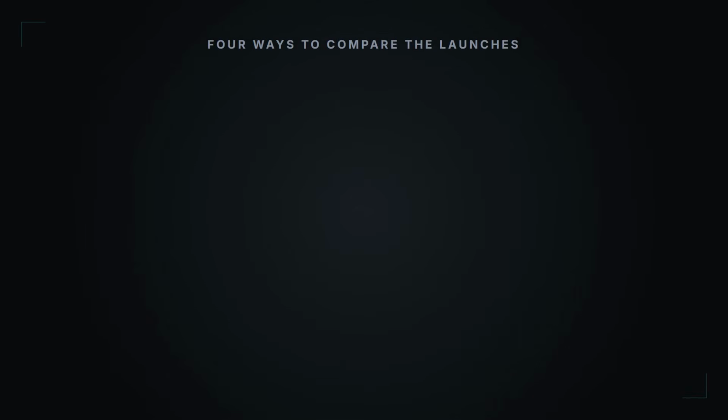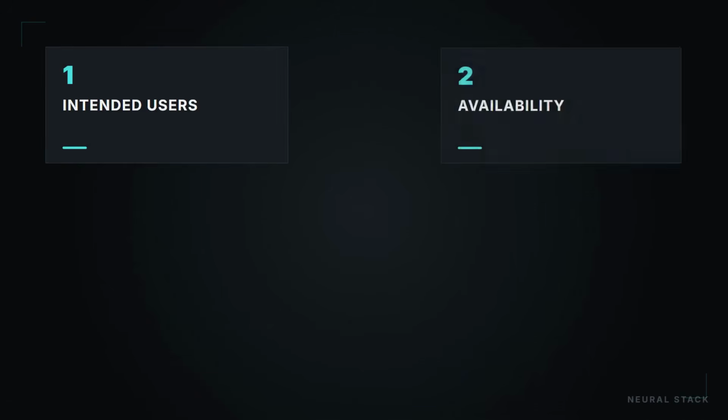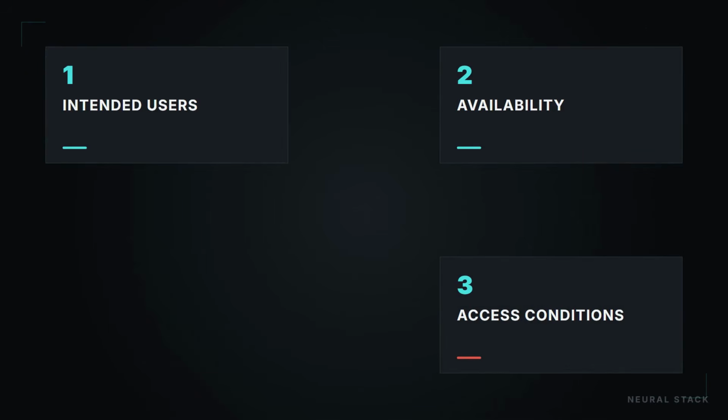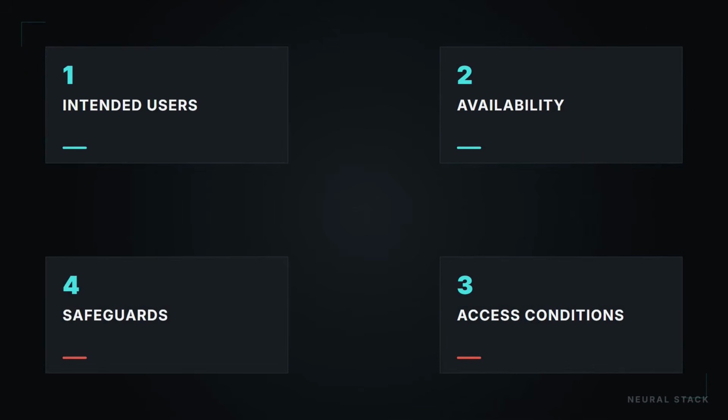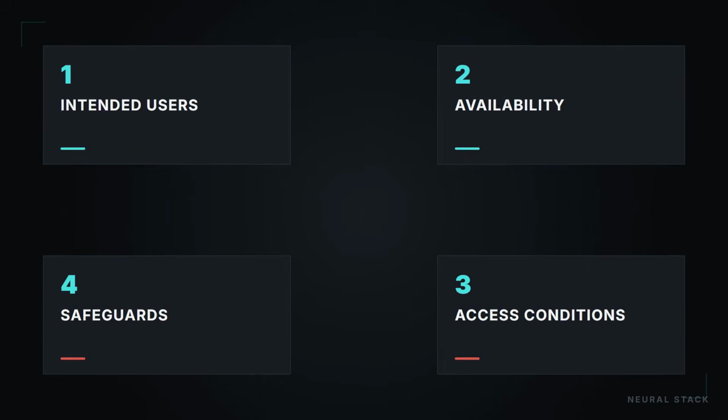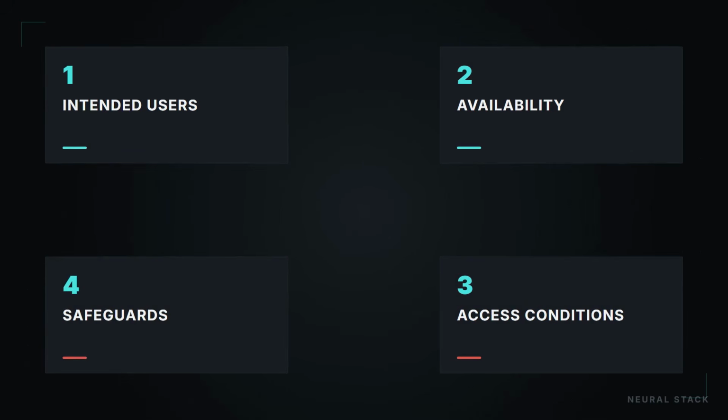To understand exactly what makes this release unusual, we need to compare four things: the intended users, the breadth of availability, the conditions attached to access, and the role of safeguards. First, who's the release actually for? A broad launch targets a wide user base. GPT 5.6 Cyber, by contrast, is intended for authorized advanced cybersecurity research and testing. Second, how widely is it available? Broad releases move toward general availability. This release is restricted through Daybreak Red.